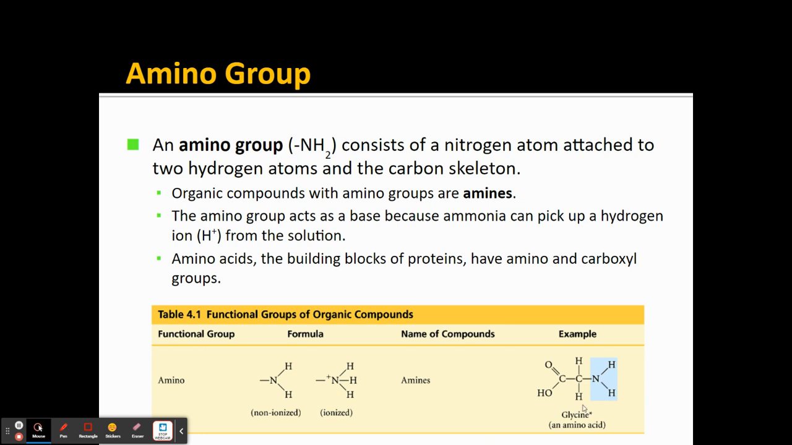And as you can see, here is an amino acid. We have a carboxyl group on one end and an amine group on the other, amino acid. So the name makes sense.